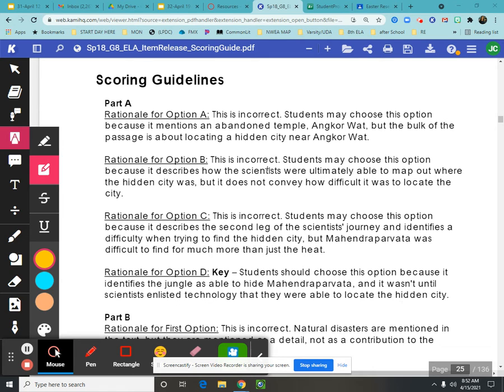Which one did you guys have, B? Students may choose this option because it describes how the scientists were ultimately able to map out where this hidden city was, but it does not convey how difficult it was to locate the city.